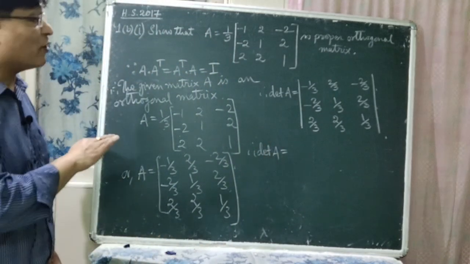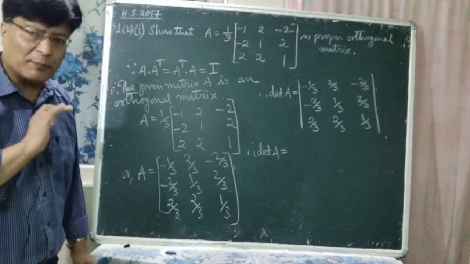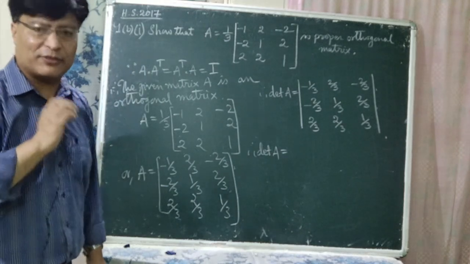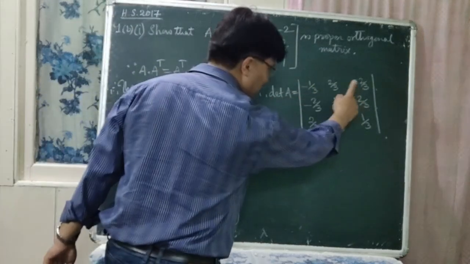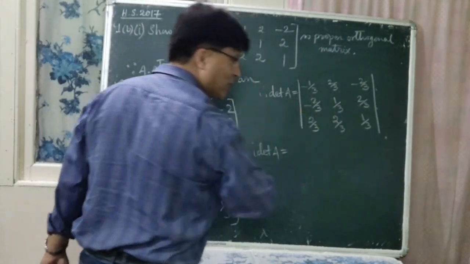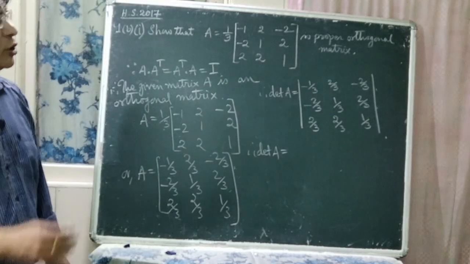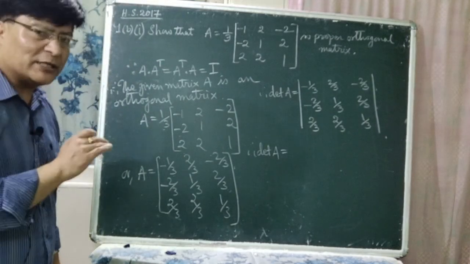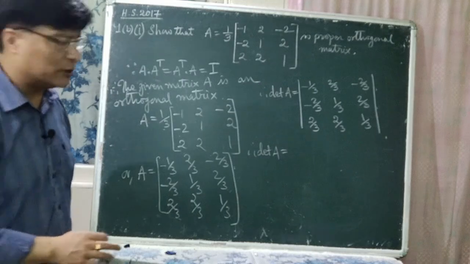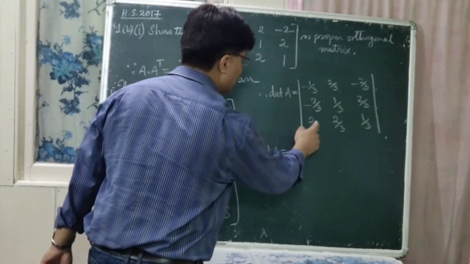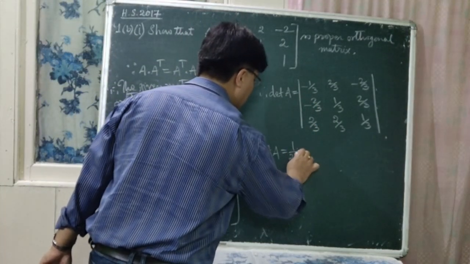You have to take common from each and every row. From each row you have to take common 1/3. From the first row you take 1/3 common, from the second row you take 1/3 common, from the third row you take 1/3 common. Okay, so in case of determinant, from each row or each column you have to take common. So 1/3, 1/3, 1/3, that is 1/27.